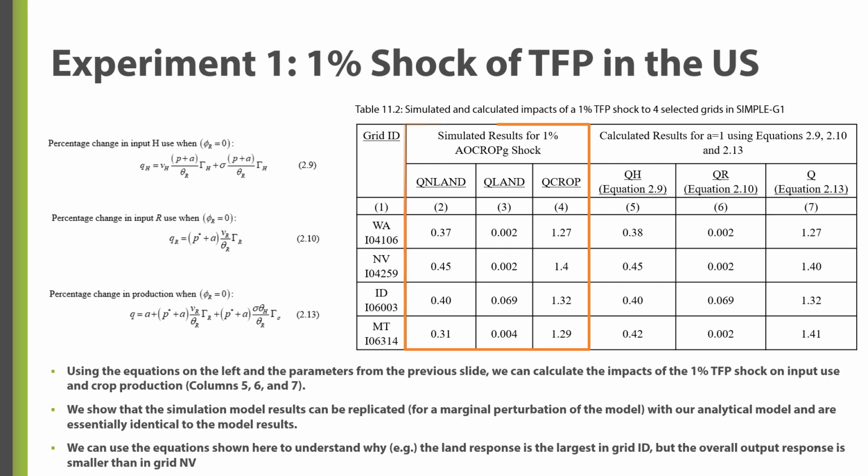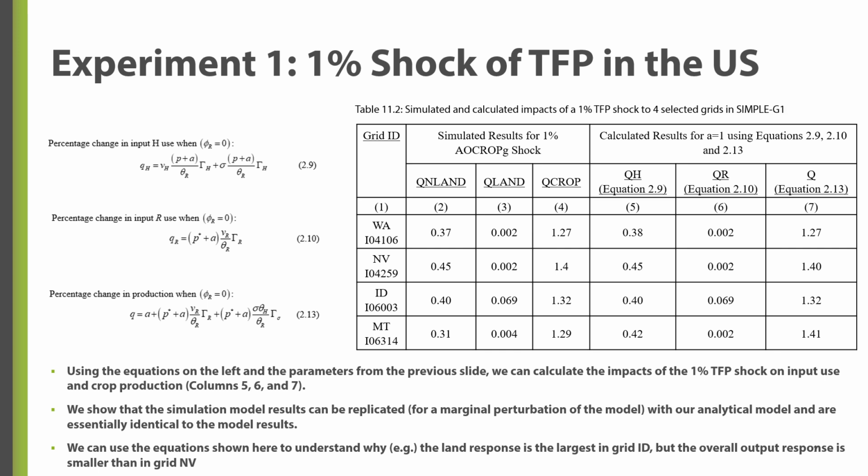Columns 2 through 4 show the impacts of the 1% TFP shock on input use and crop production. The next 3 columns, 5 through 7, show the same results calculated using the theoretical equations listed on the left-hand side of this slide. The results for simple G1 go in the corresponding columns; then calculate the adjacent columns, using the parameters given in Table 11.1, and the corresponding equations.